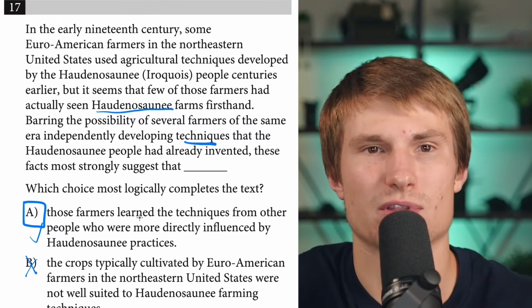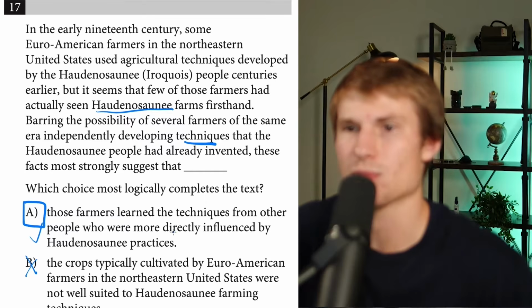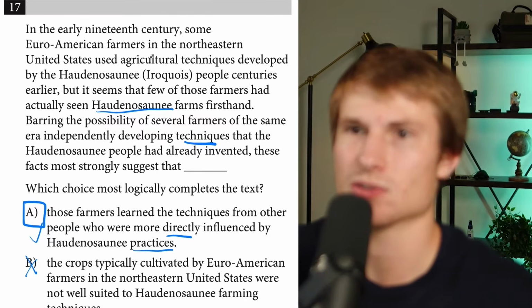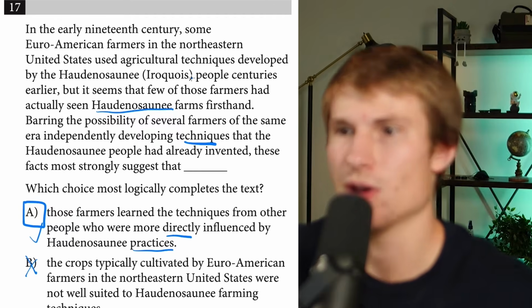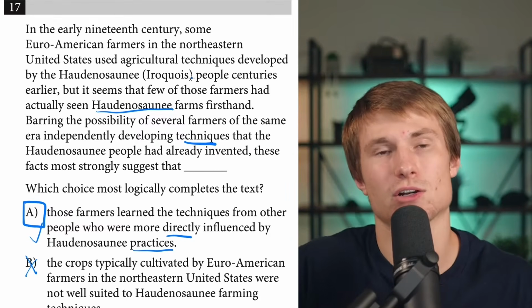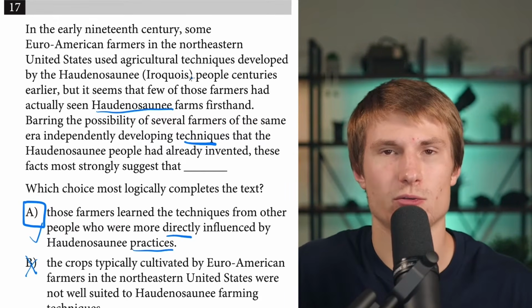And then down here with A, those farmers learned the techniques from other people who were more directly influenced by Haudenosaunee practices, which could be those who had direct contact, or it could also be other people who had made contact and are now making contact with the American farmer. So A would be perfect for 17.